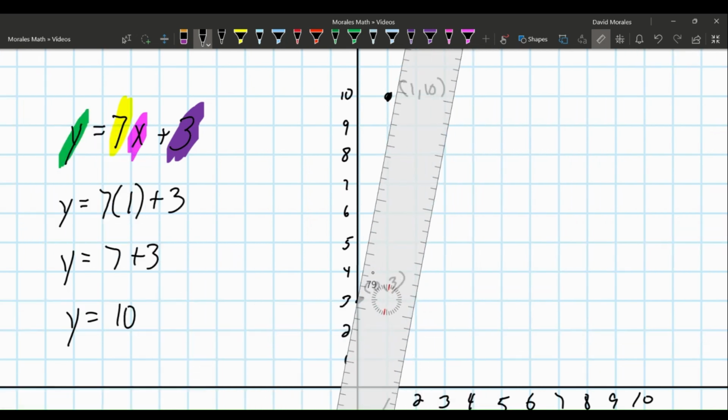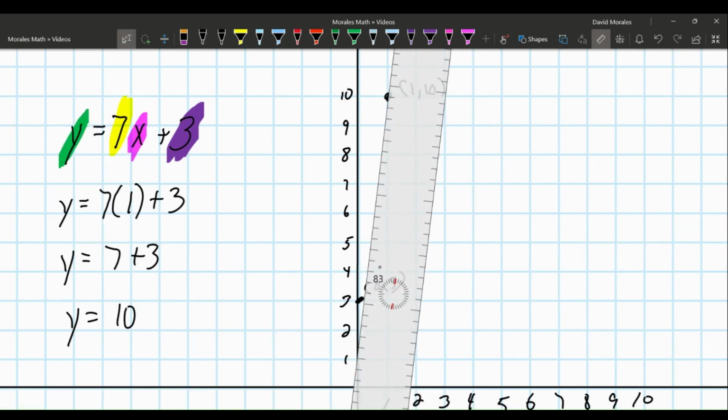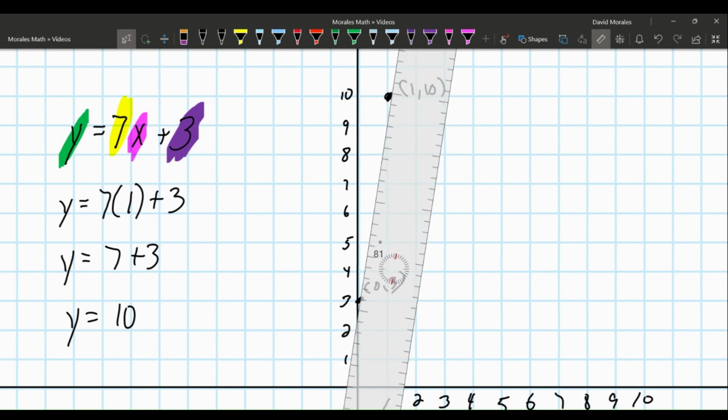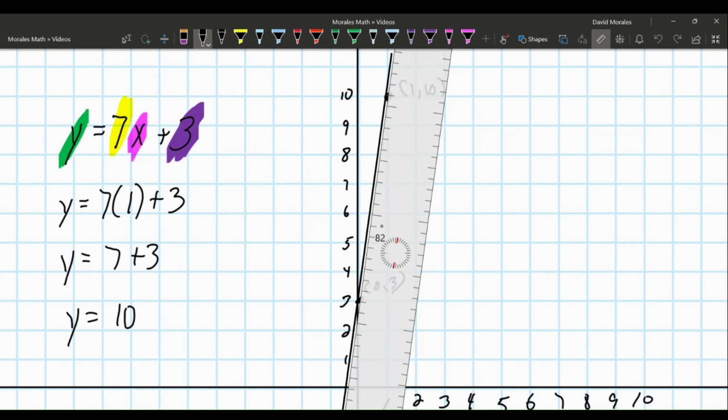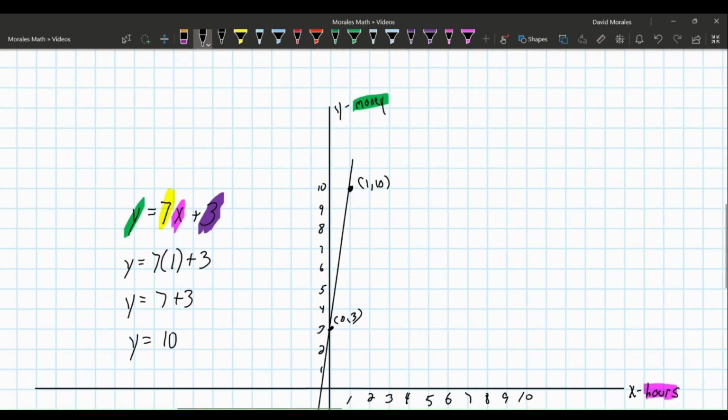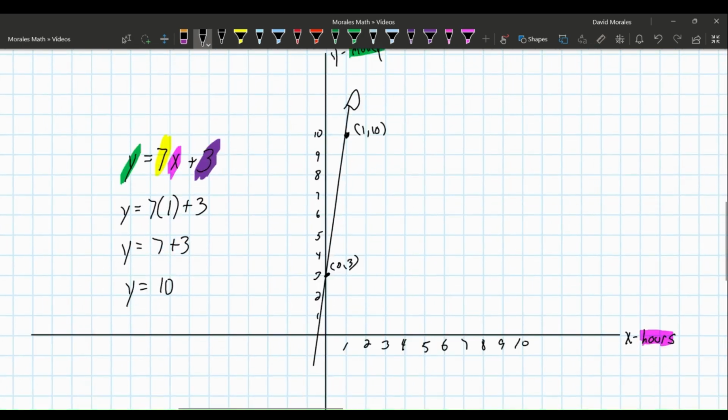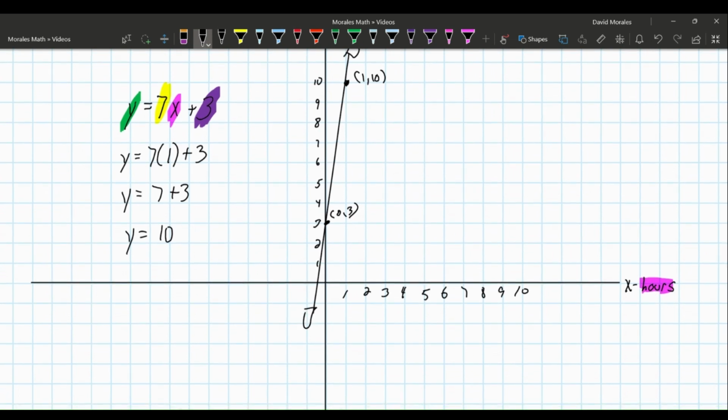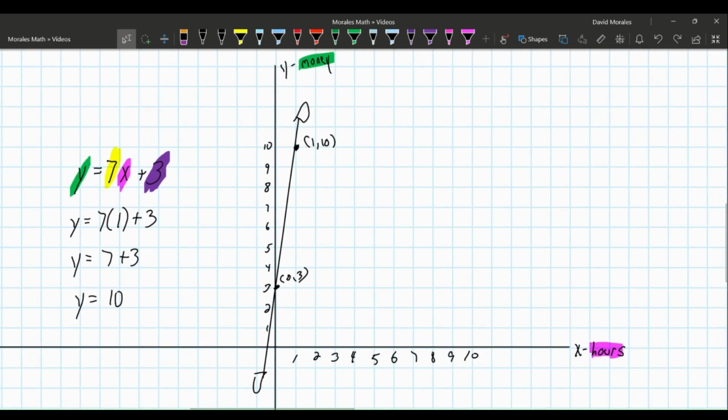But that's how you really graph a linear equation. You only need 2 points to graph a linear equation. And once you get your 2 points, you can just draw a line through them right there. And when you draw a line, you can be comfortable that this line is not going to change direction. That's why you only need 2 points. It's not like this line is going to go in some other direction later on down the line. And that's really how you graph a linear equation.